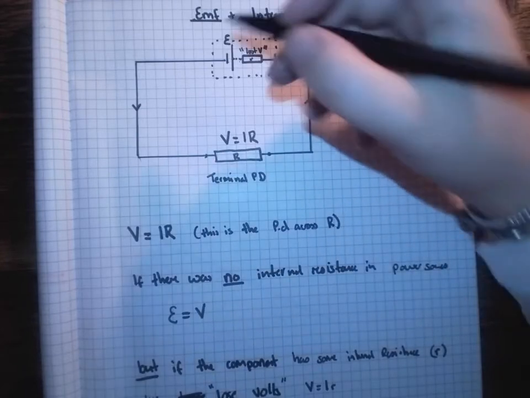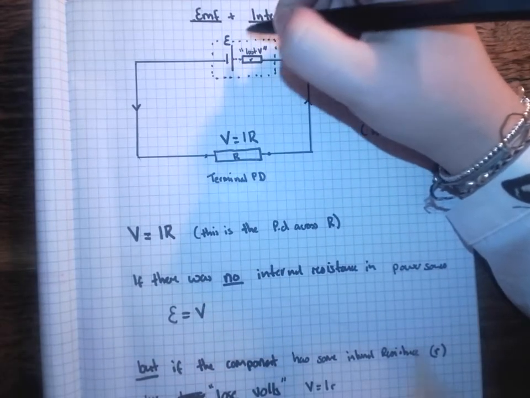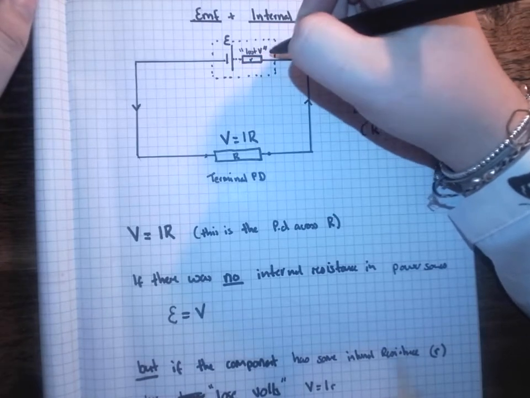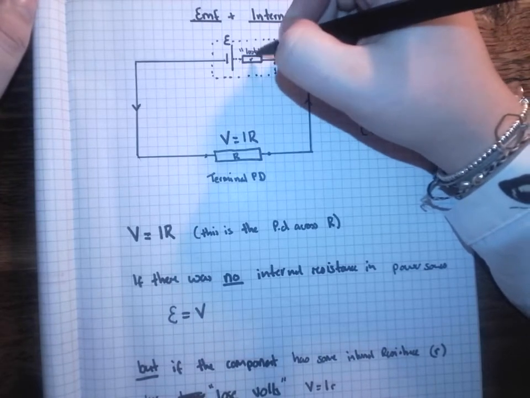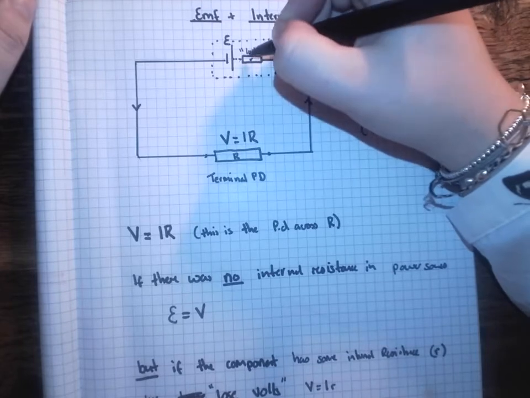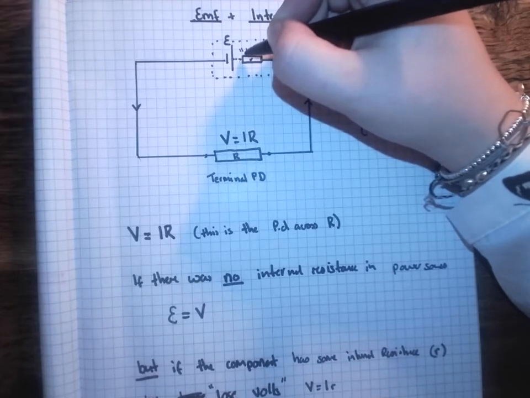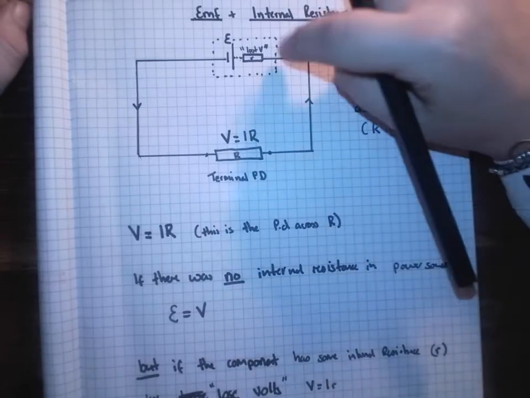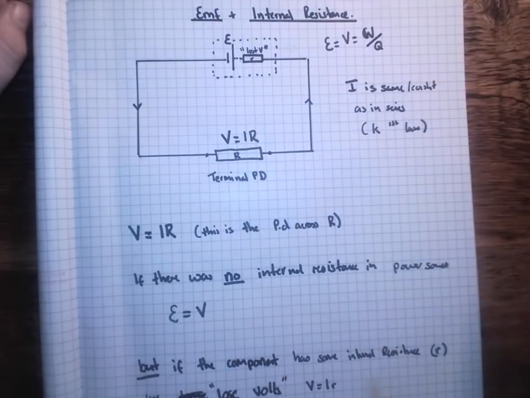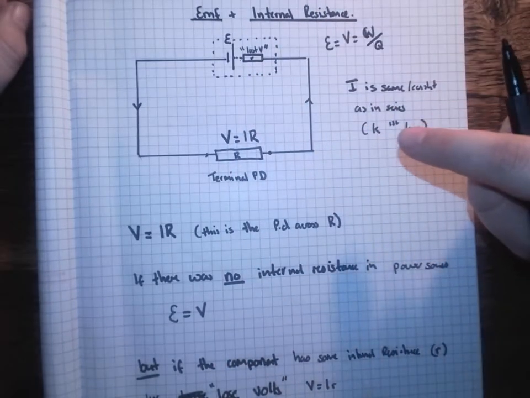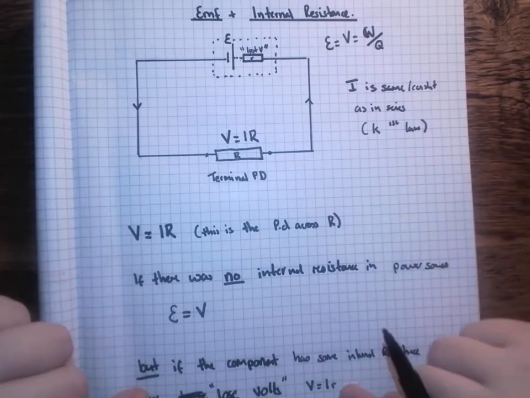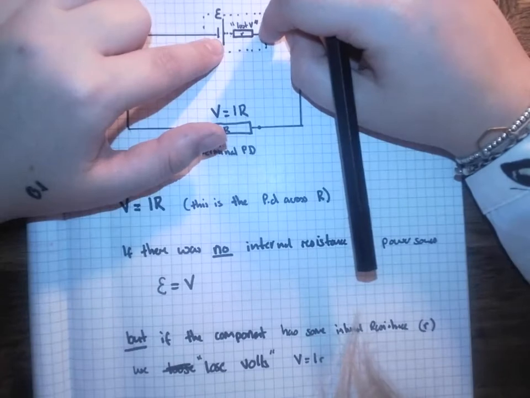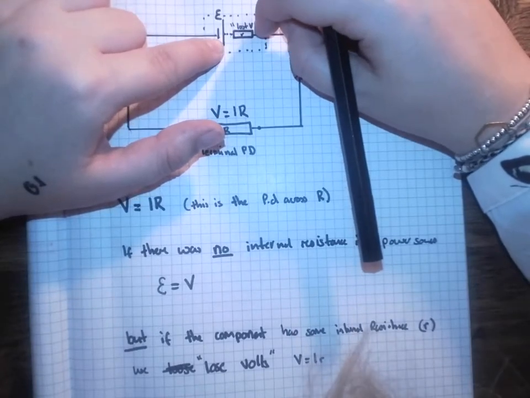So sometimes inside the cell or the power pack or the battery that we're using, there might be a little bit of resistance inside there, which means that the electrons are also going to have to work to pass through the cell or the power pack, whatever it is that's powering our circuit. And we call that the internal resistance. The internal resistance is going to be given by the little symbol r. So this internal resistance means that we're going to have to do some work across here.